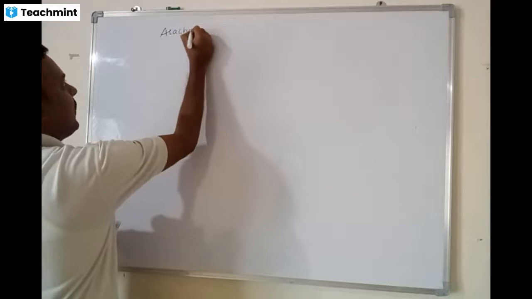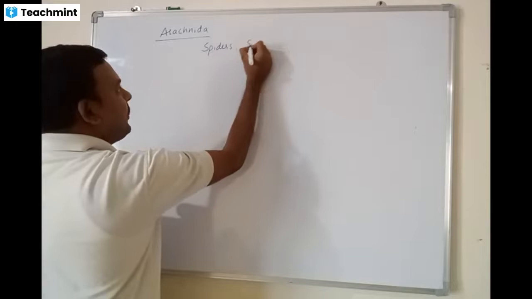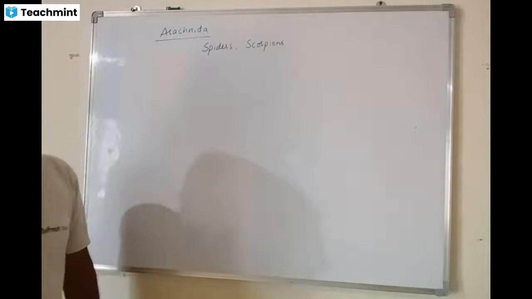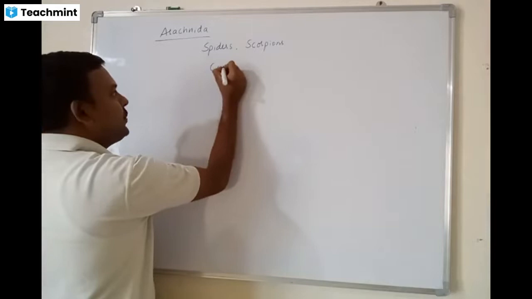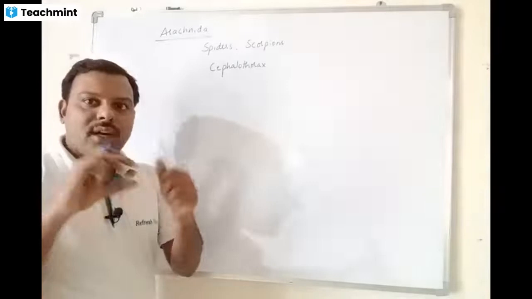So this class includes the animals like spiders and scorpions. Now in this class of animals also, the body is divided into two parts, the cephalothorax and the abdomen. We have seen earlier the Crustacea also have this.